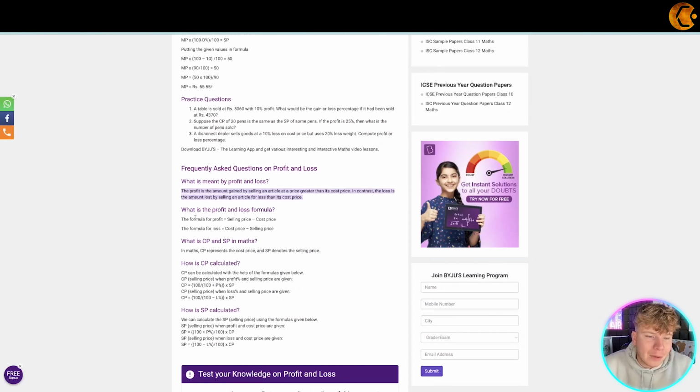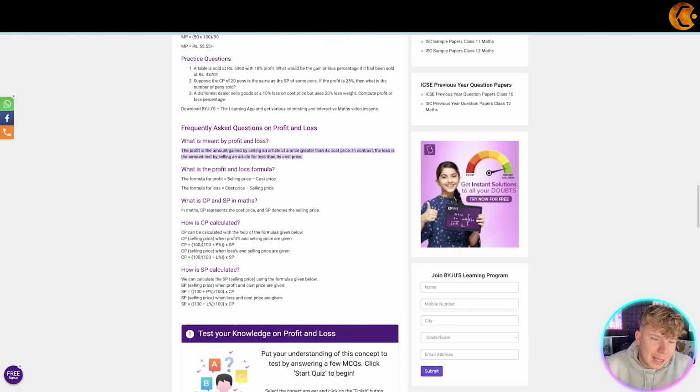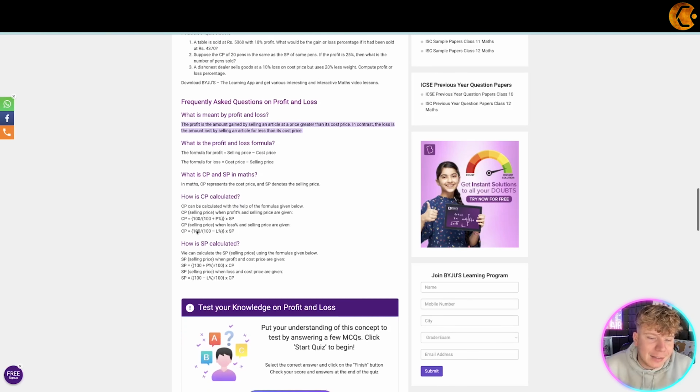All right, now the formula for profit is selling price minus cost price. The formula for loss is cost price minus selling price. Always going to be on the minus. You can see the different calculations here, and it goes in a bit more detail. Again, the links are going to be down below for this.